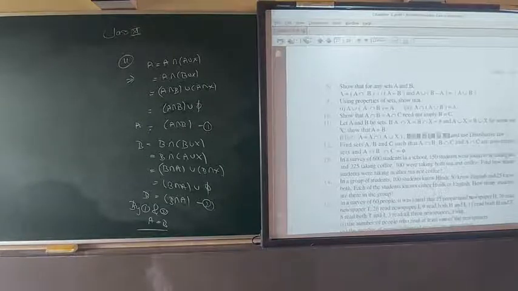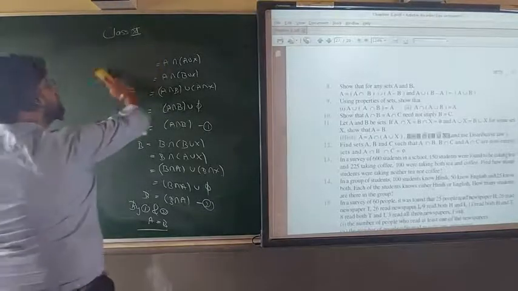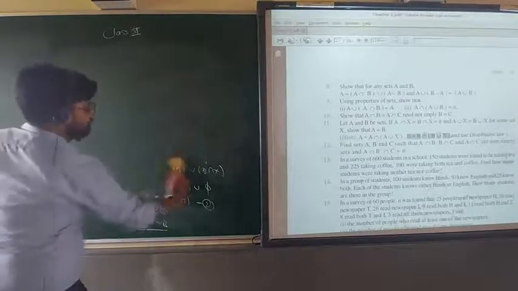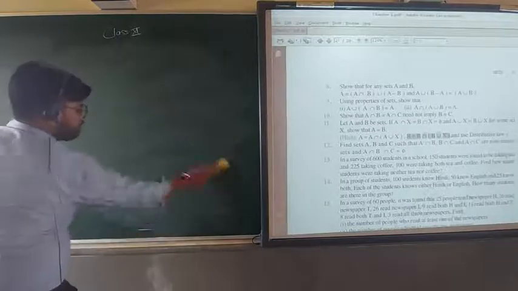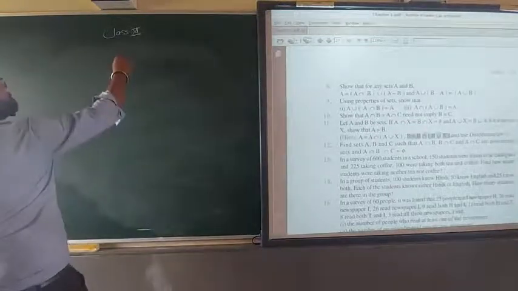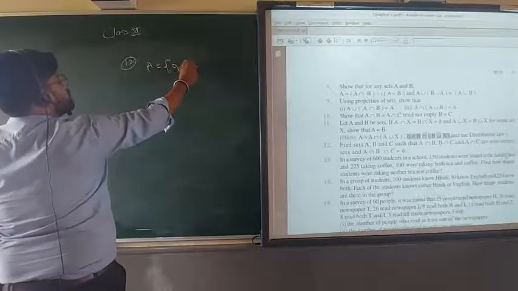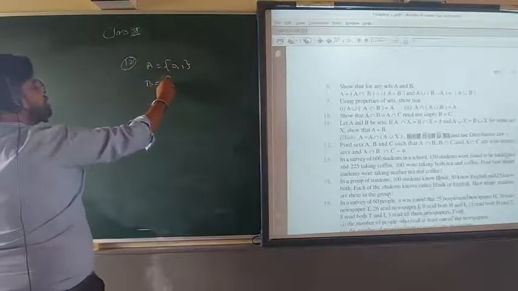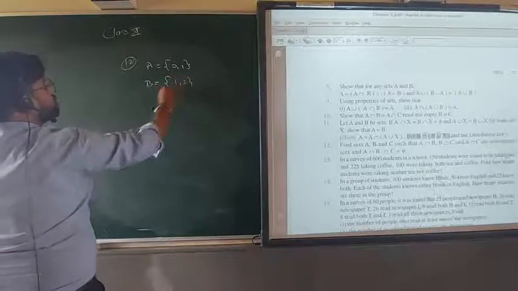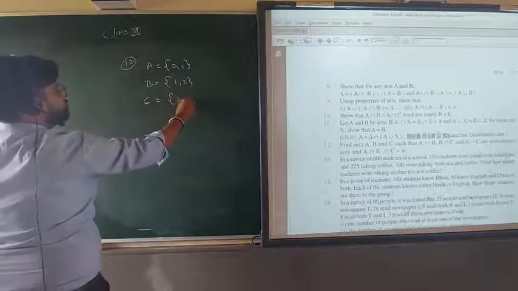Now the last question for today's class, the 12th one. If A, B and C are sets such that A intersection B, B intersection C and A intersection C are non-empty sets. Look at that. 12th one, last question. If I take A as 0, 1, and I take B as 1, 2, and C I will take as 2, 0.